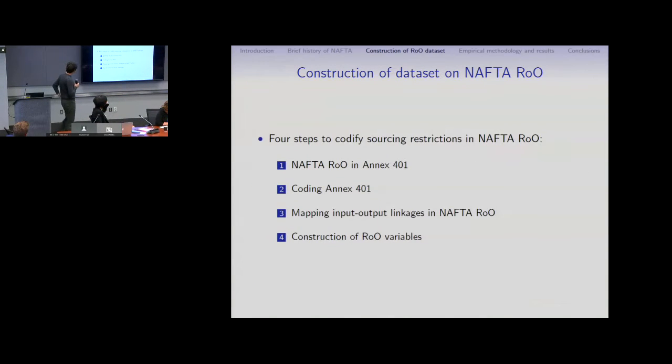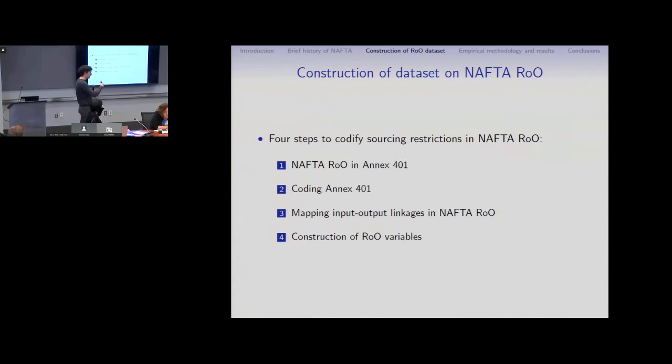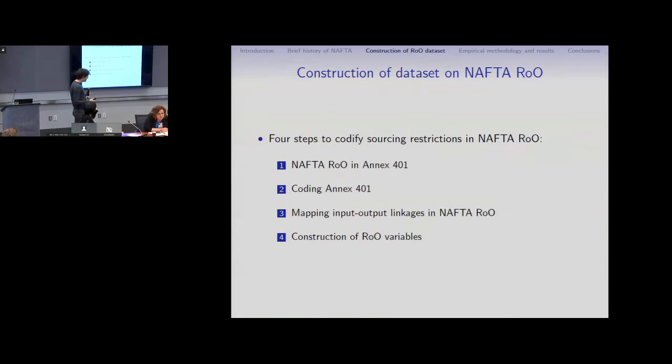So how do we construct this data set on rules of origin? There were new rules of origin that were not present in the first draft, given by the fact that there were new products in the market, so new rules were written down. And we don't have those additional rules that came after 2003, 2004.